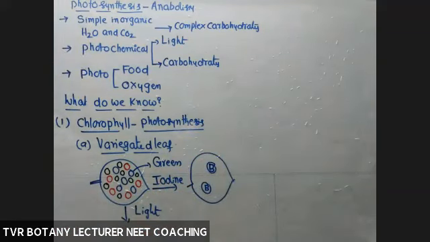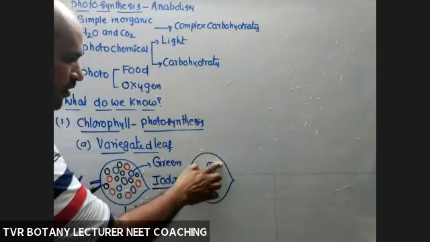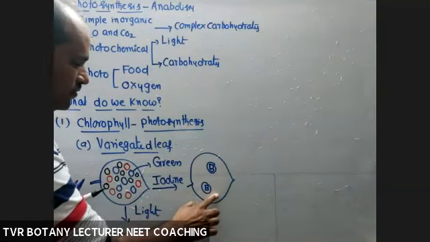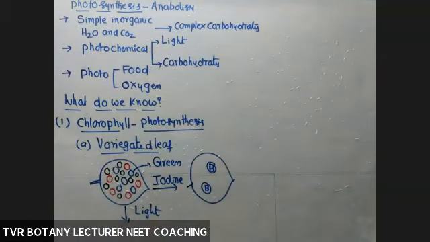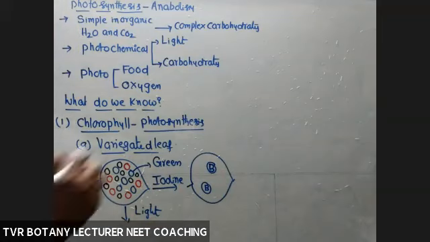So if blue color appears in certain areas, definitely chlorophyll was present there. In the rest of the areas, no blue color means no chlorophyll, no photosynthesis. That is about a variegated leaf.